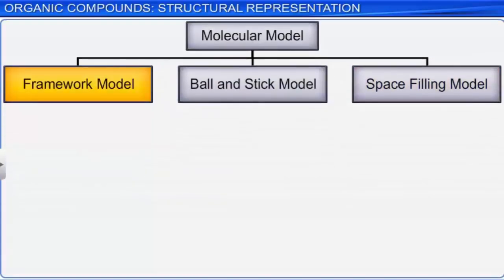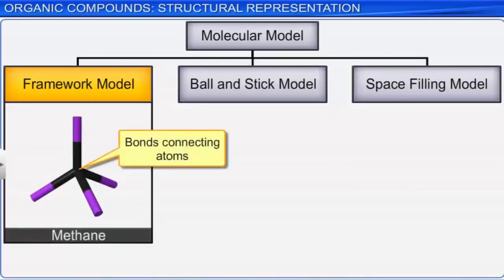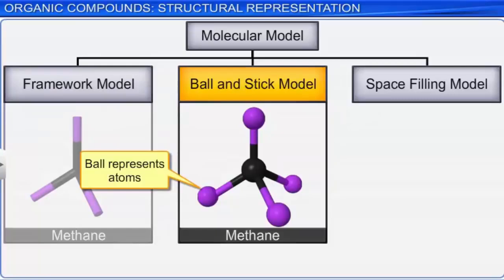In the framework model, the atoms are not shown. Only the bonds connecting the atoms of a molecule are shown. This model is used to study the patterns of bonds and does not consider the size of the atoms. In the ball and stick model, both bonds and atoms are shown. The balls represent atoms while sticks represent bonds.